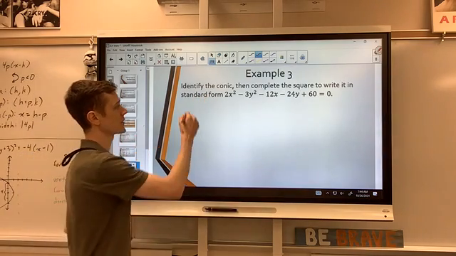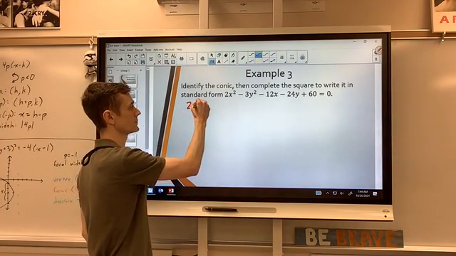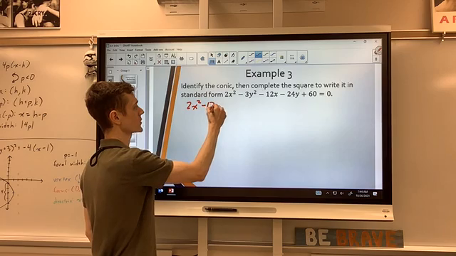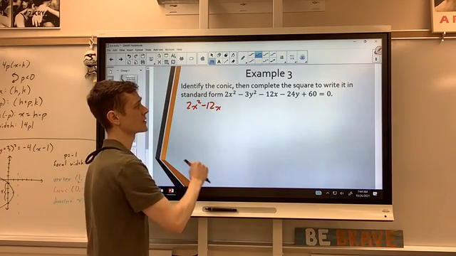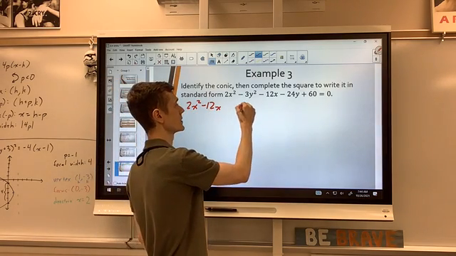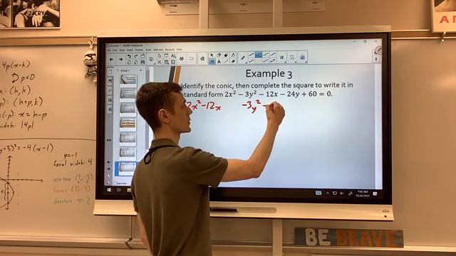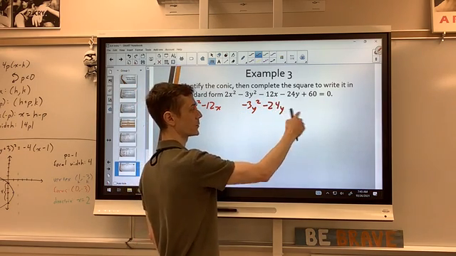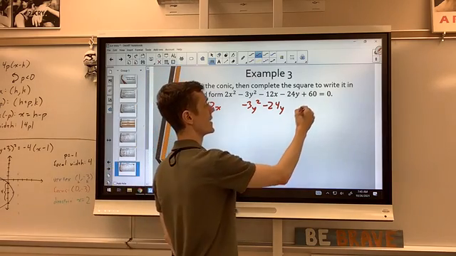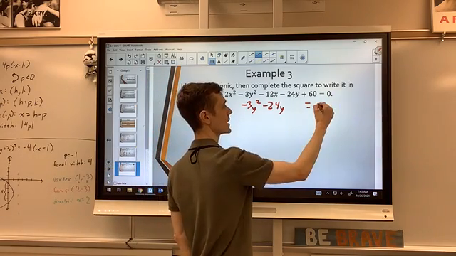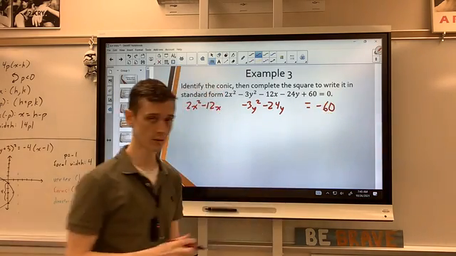That means I want to group together the x's on the left-hand side. And then I have a minus 12x. So I'm rearranging this a little bit to put the x's next to each other. Now I'm going to group together the y's. Again, I'm leaving a blank space for completing the square here. I have a minus 24y. Leave another blank space for completing the square on the y's. And then the constant, I want to move that to the opposite side. So that's going to equal negative 60.